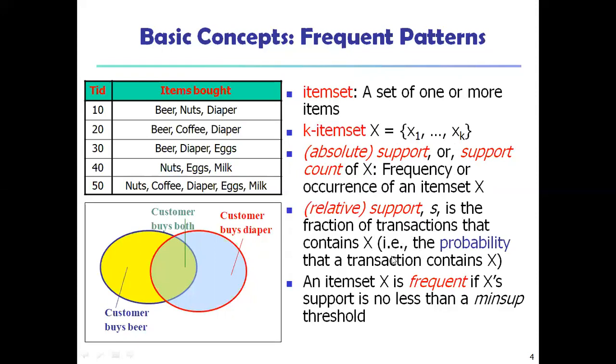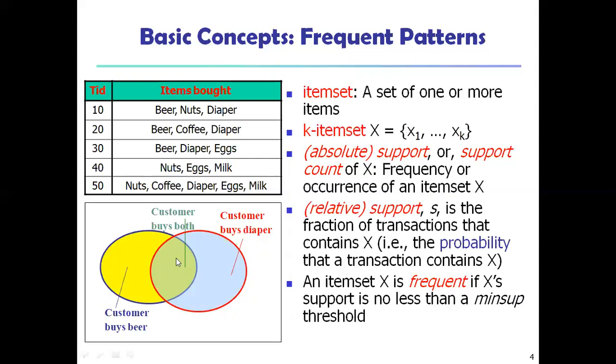That is the probability that a transaction contains X. An itemset X is frequent if X's support is no less than the minimum support threshold. Already we have seen that this minimum support threshold will be given by the experts.